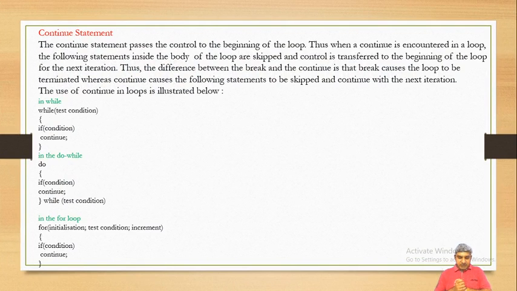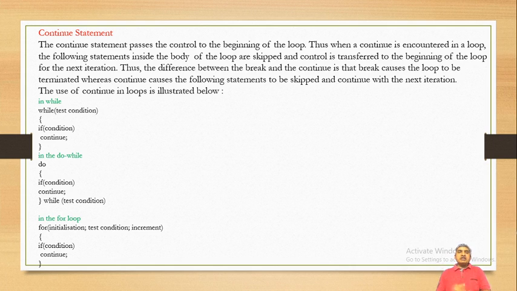Now the continue statement. Continue statement continues the loop, even if the test condition is false. If the condition is false, we still continue in the loop. Continue is one of the keywords. This continue statement is terminated with a semicolon. It is used in while, do while, and for loops.